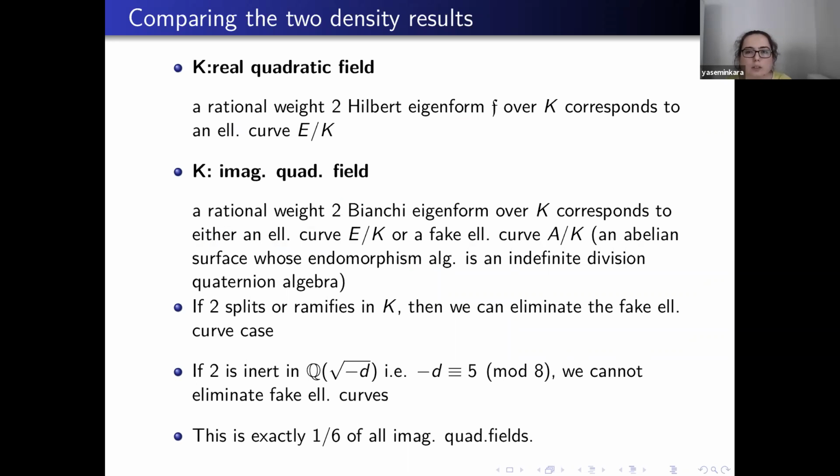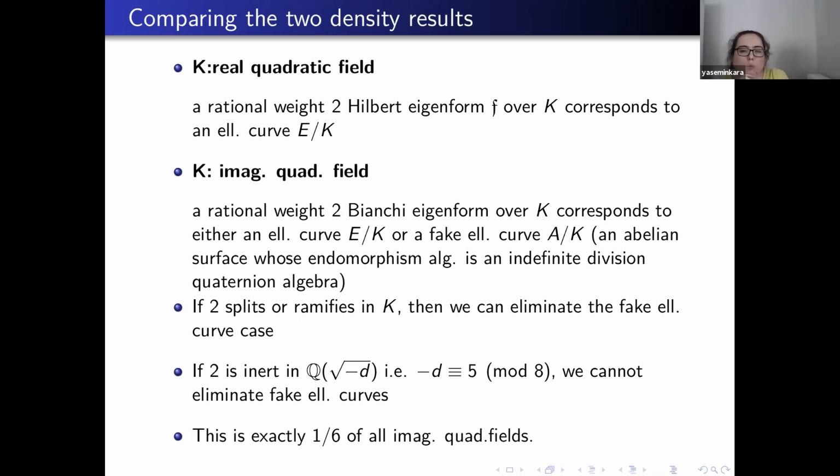For real quadratic fields, remember, a rational weight 2 Hilbert eigenform f over K corresponds to a genuine elliptic curve. But if K is an imaginary quadratic field, then you have some eigenform, in this case called a Bianchi eigenform. The name doesn't matter so much. It corresponds to either an elliptic curve or a fake elliptic curve. A fake elliptic curve A over K means an abelian surface whose endomorphism algebra is an indefinite division quaternion algebra.